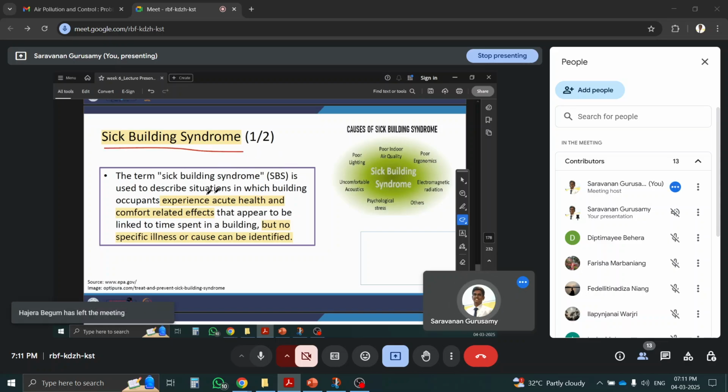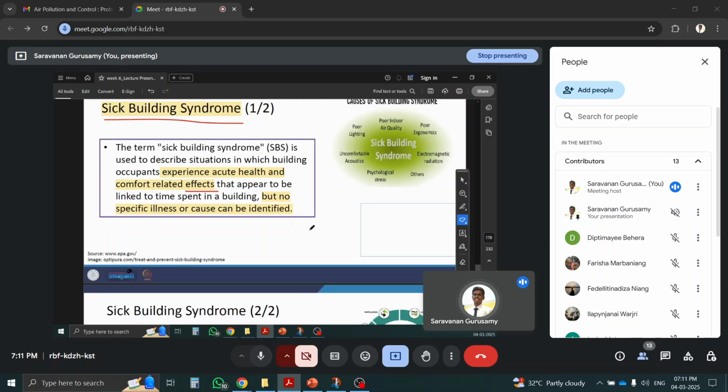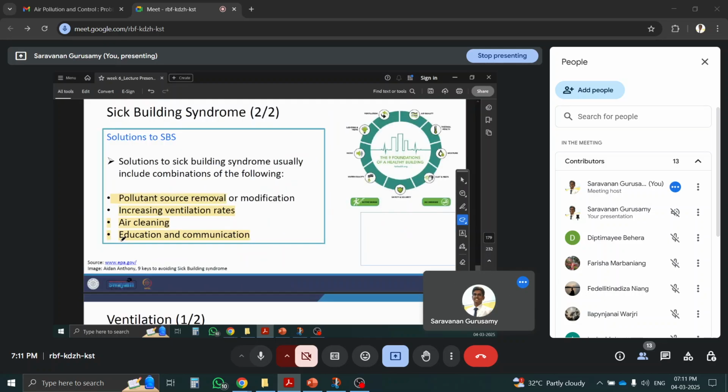Sick building syndrome is used to describe the situation in which the building occupants experience acute health and comfort related effects. So whenever you see some people, when they go into a building, they feel sick, or they feel a headache, or they start to cough or sneeze. That may be due to non-maintenance of the building, or there may be some indoor air pollutant. That is called sick building syndrome, but no specific illness or cause can be identified.